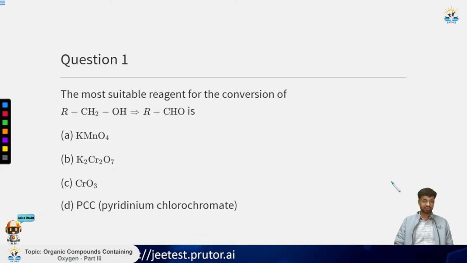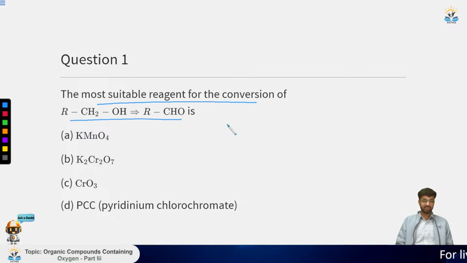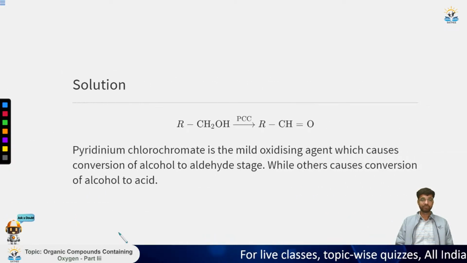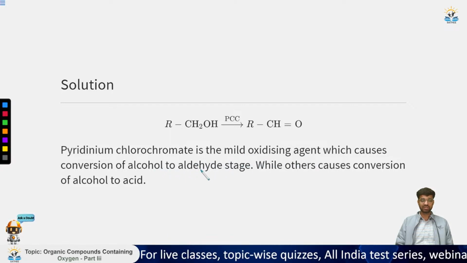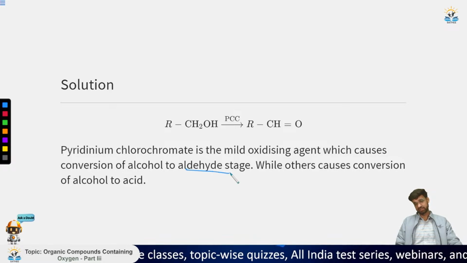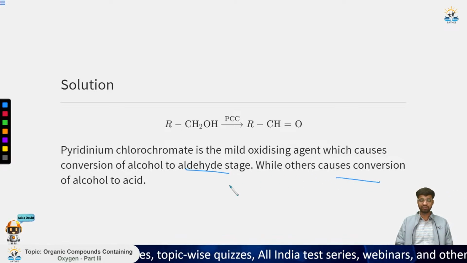Now let us move to some questions. Here is a transformation that we have. The most suitable reagent for this conversion is, so we have to stop it at the aldehyde. I have told you earlier also, if you have to stop it at the aldehyde, you should have a mild oxidizing agent, which is absolutely PCC. The same thing is written here: pyridinium chlorochromate is the mild oxidizing agent which causes conversion of alcohol to the aldehyde stage, while others cause conversion into acid.